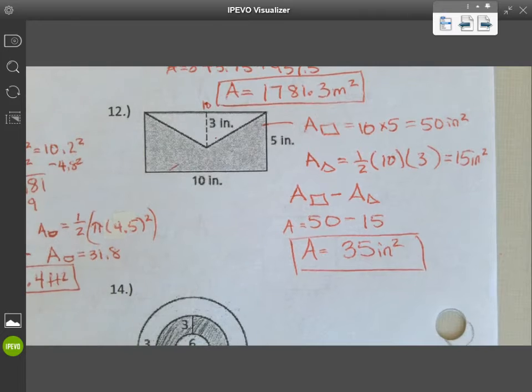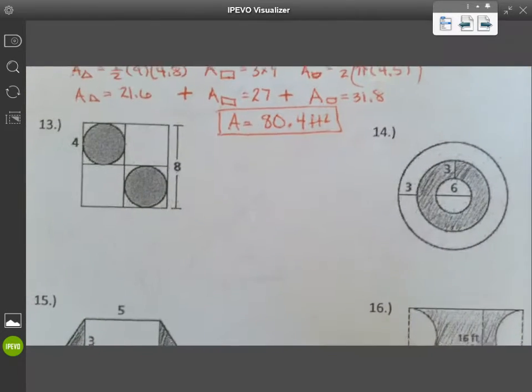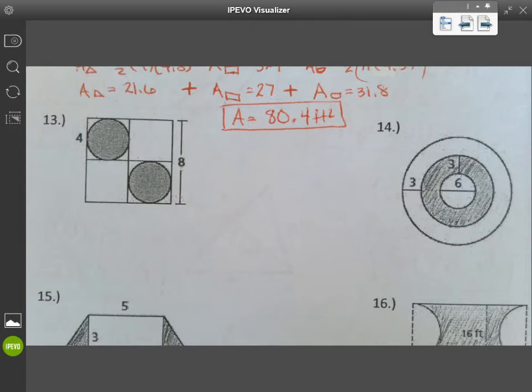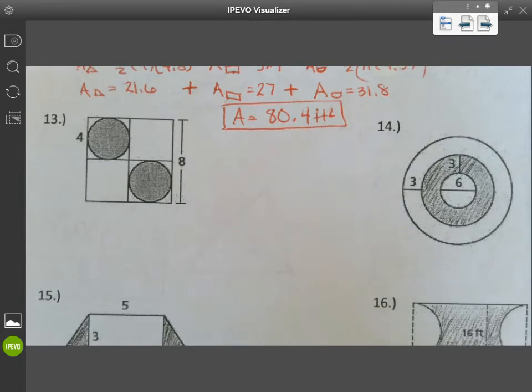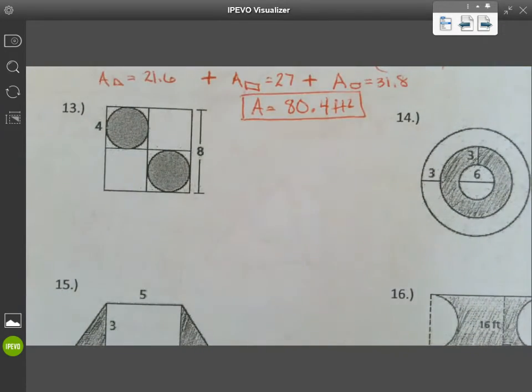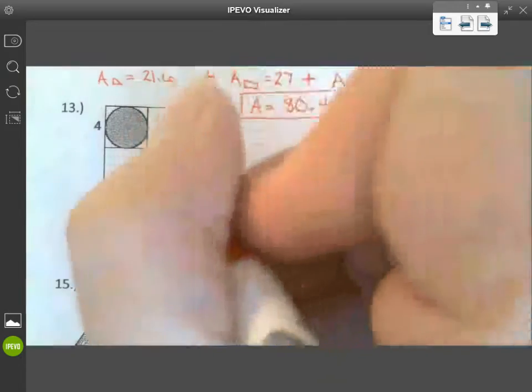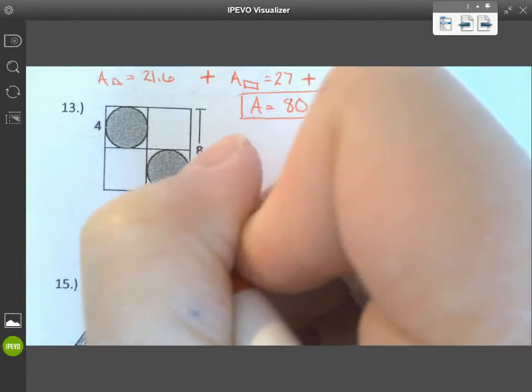All right, what do you see in 13? You see two circles, right? In a what? A square. Now, here's the thing. We're assuming a little bit of stuff. These are called inscribed circles. It's inscribed because all four touch a side.